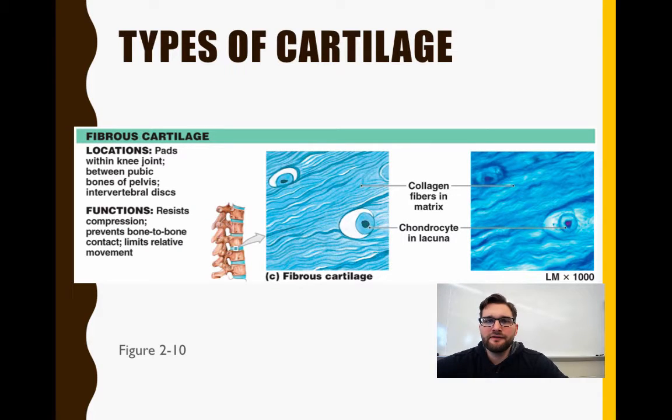And finally, we have our fibrous cartilage. In fibrous cartilage, we notice a lot of collagen fibers in the extracellular matrix. And again, we're still going to see those chondrocytes found inside of the cartilage itself. Locations for fibrous cartilage include the pads within the knee joint, between the pubic bones of the pelvis, and in between our vertebral discs. Major functions: it resists compression, prevents bone-to-bone contact, and limits relative movement.